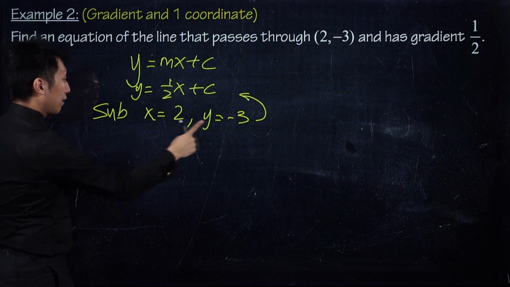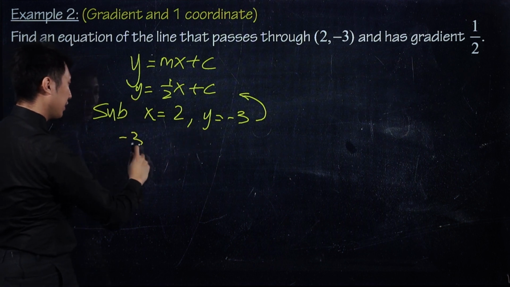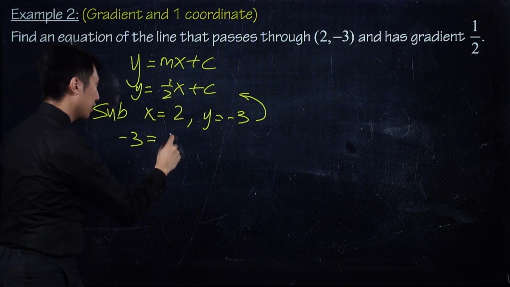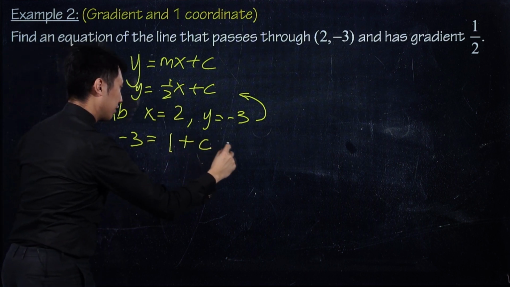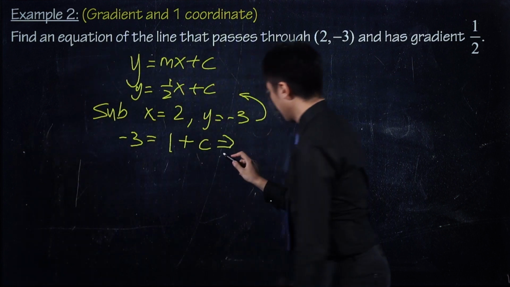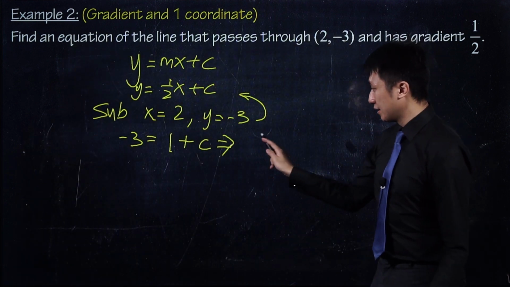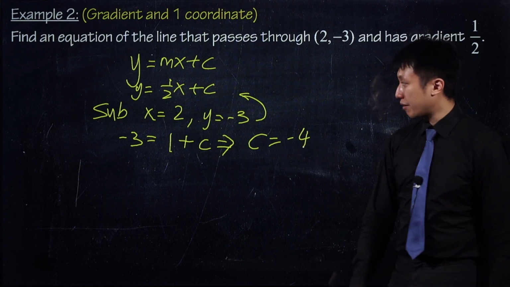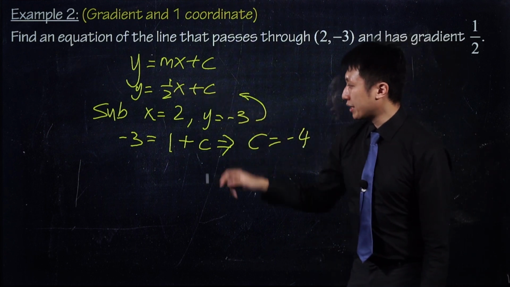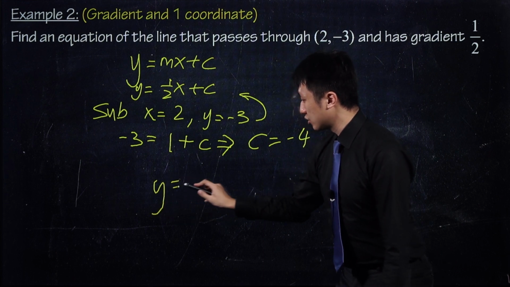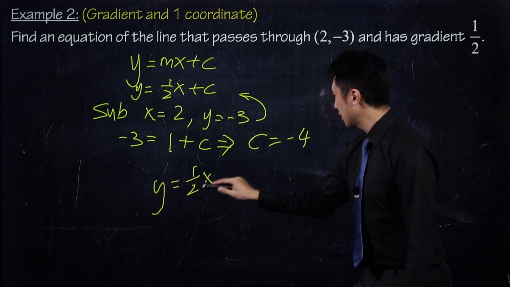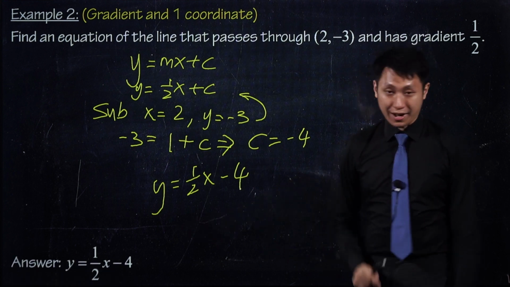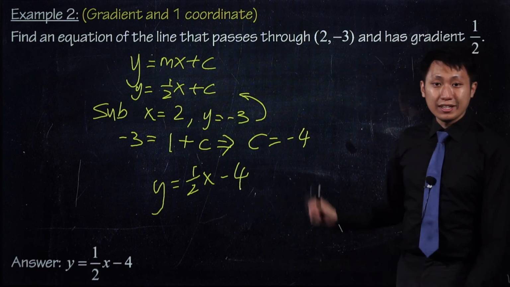What do I get? -3, I sub it here. -3 is equal to 2 sub it here. So half times 2 is 1. So 1 plus c. This one implies c is equal to -4. Okay, c is equal to -4. And you sub this -4 back to here. So y equals 1 over 2 x minus 4. Check my answer. Correct. Okay, very good. You can try yourself.